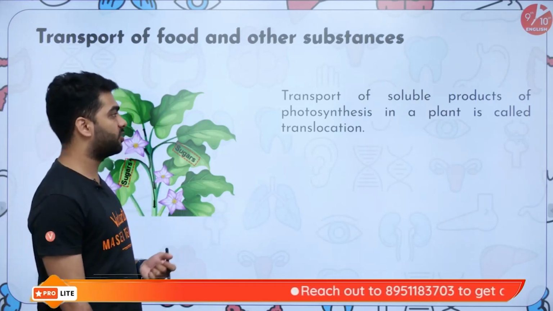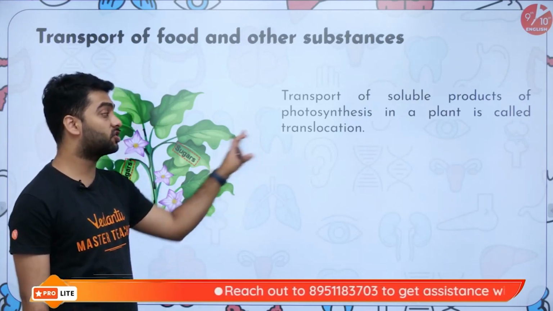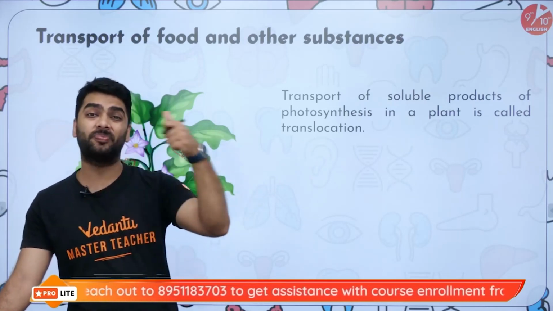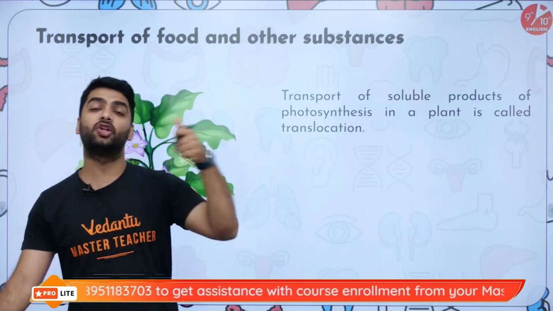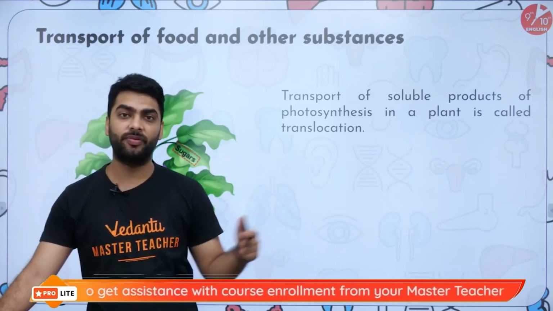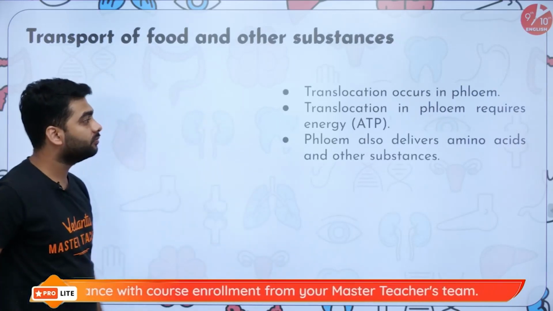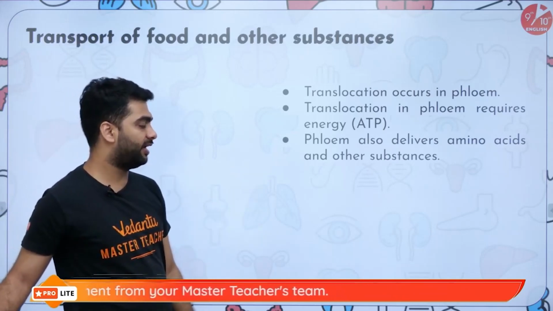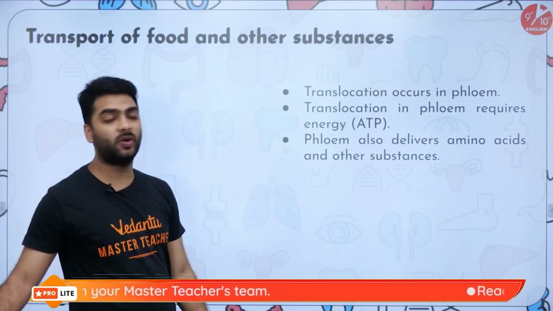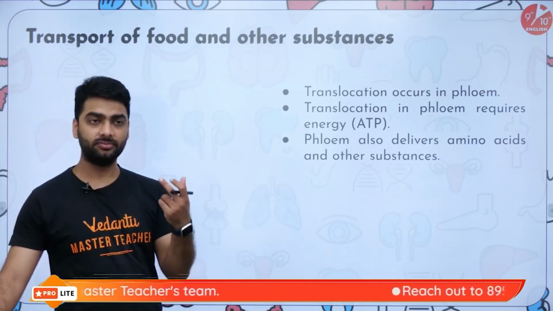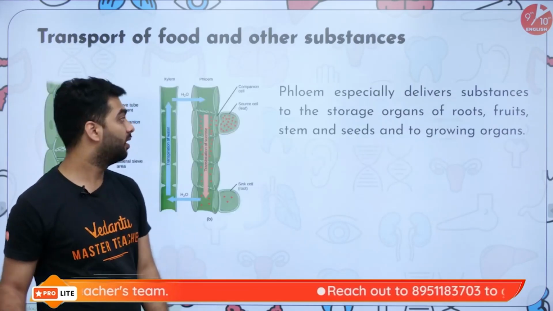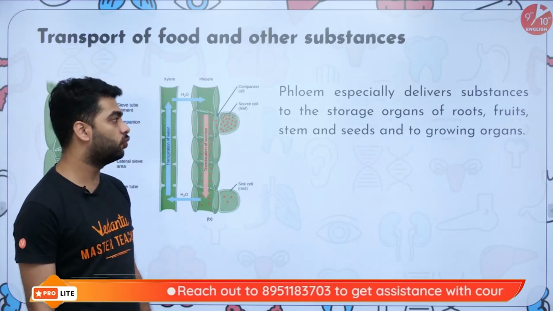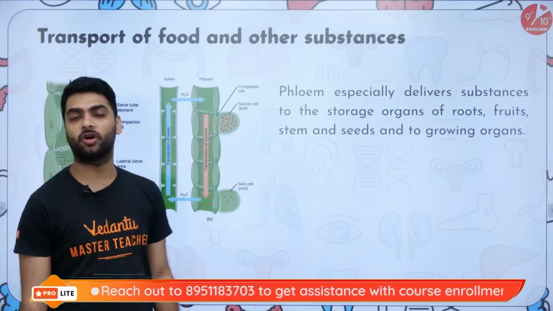Transport of soluble products of photosynthesis in a plant is called translocation. Now you are learning so many terms. Transpiration, translocation. So translocation is the movement of food. Translocation occurs in the phloem. It needs energy in the form of ATP. Phloem also delivers amino acids and other products like proteins. Phloem especially delivers substances to the storage organs of the roots, fruits, stem and seeds, and to the growing organs.